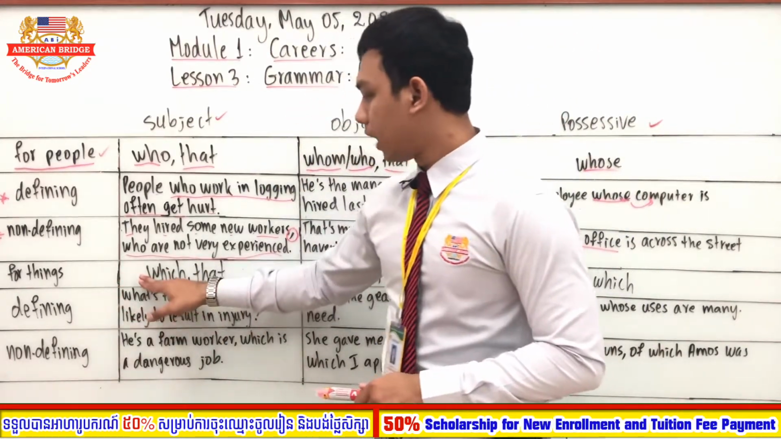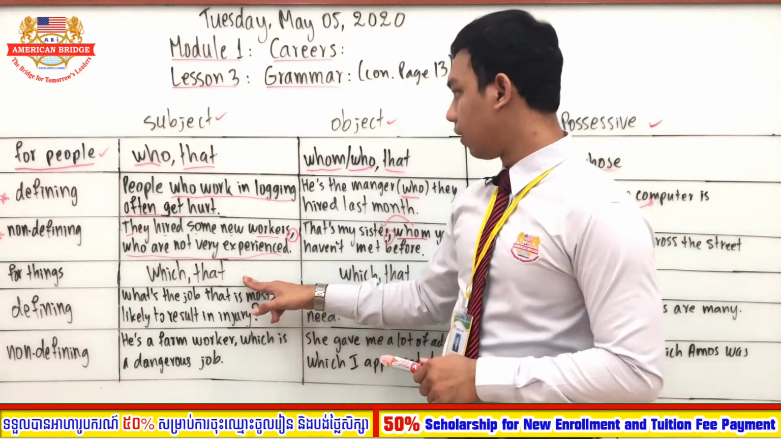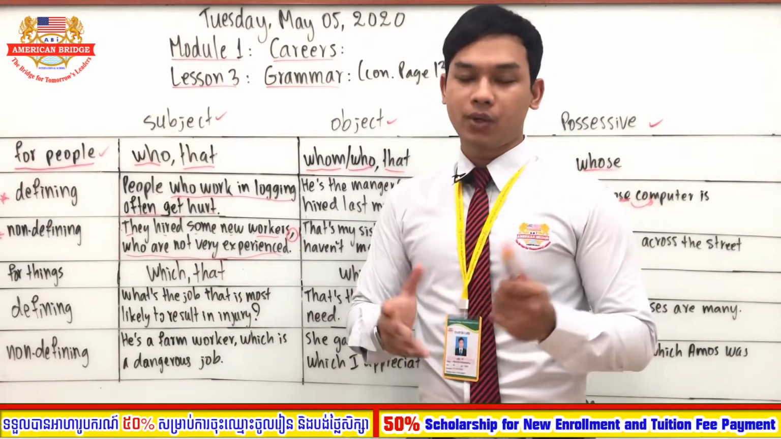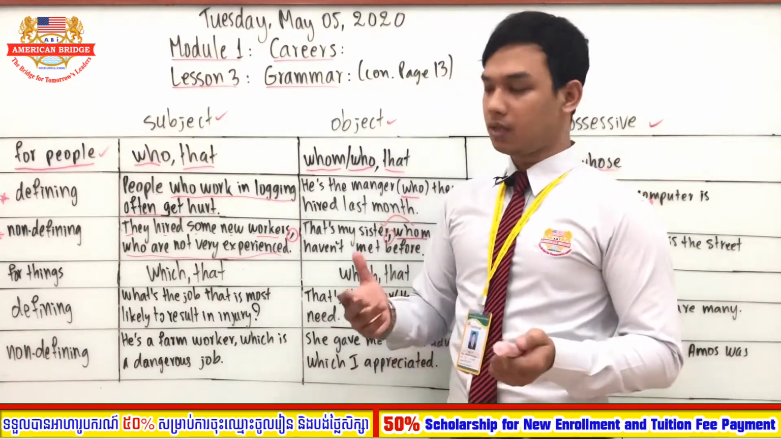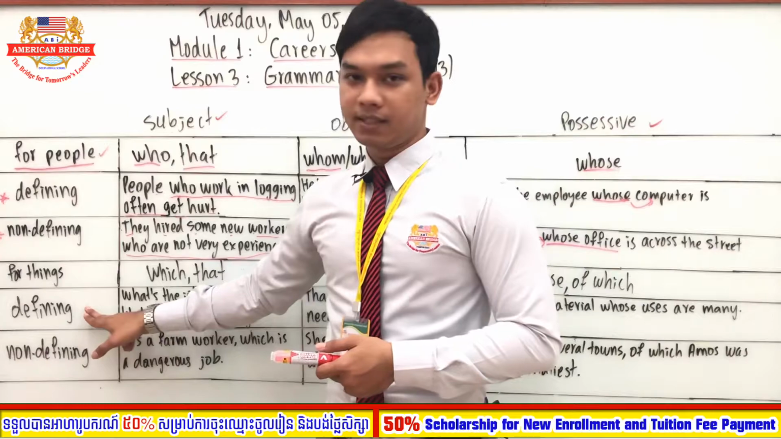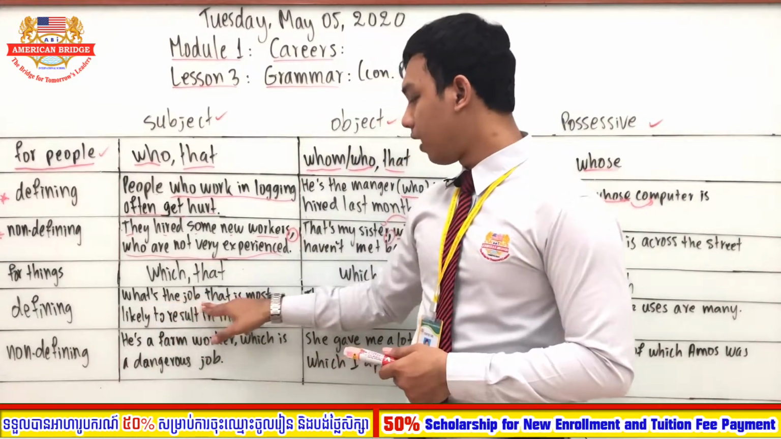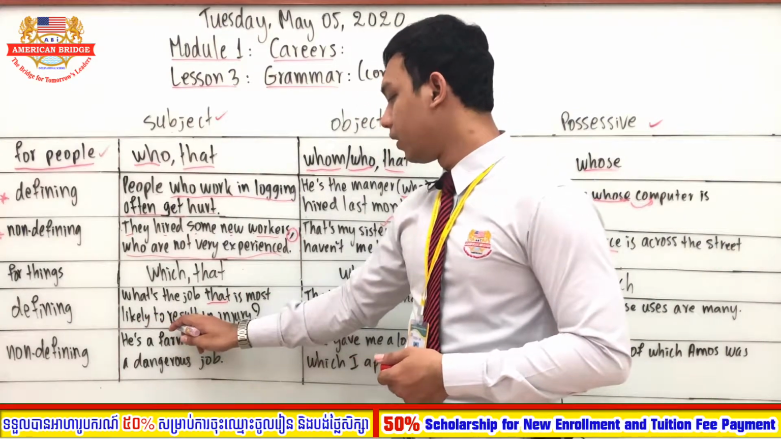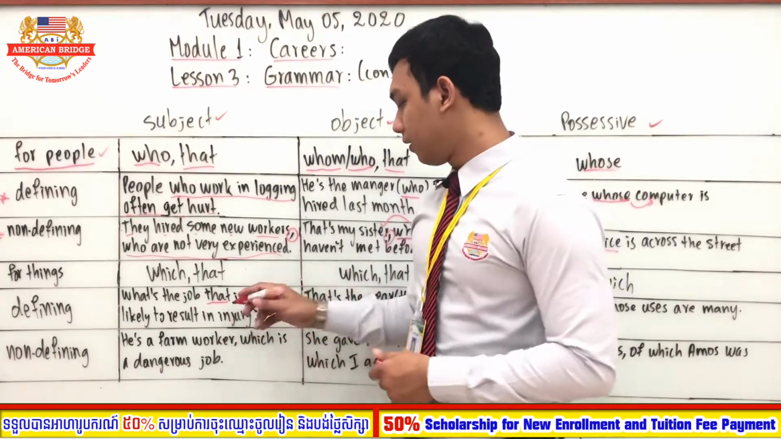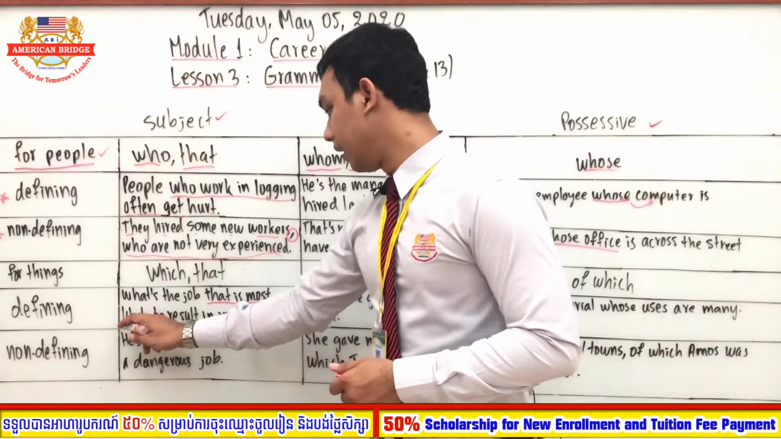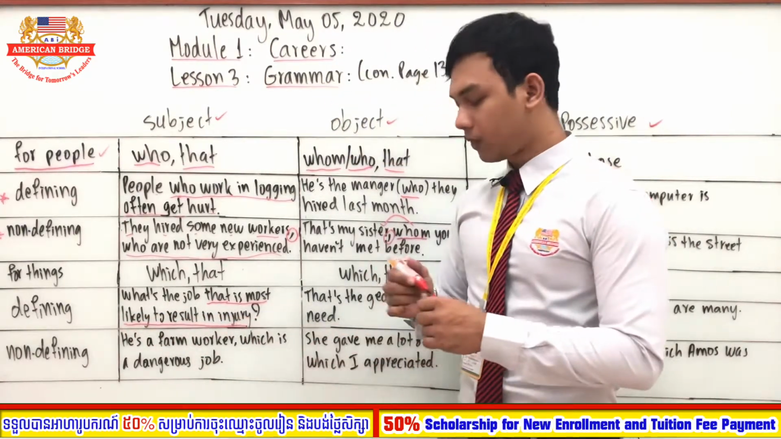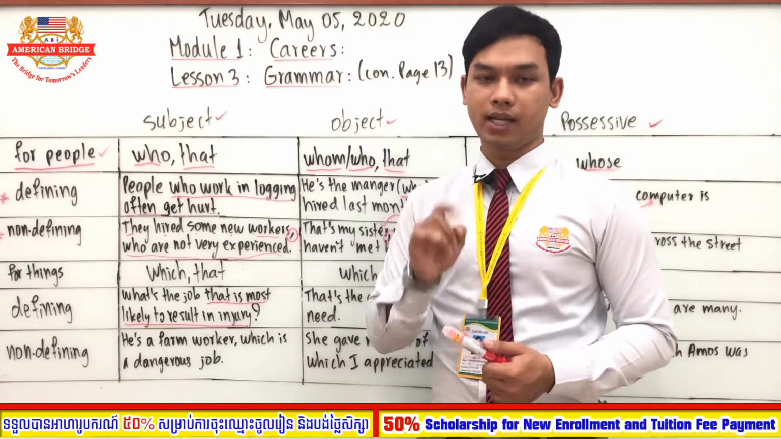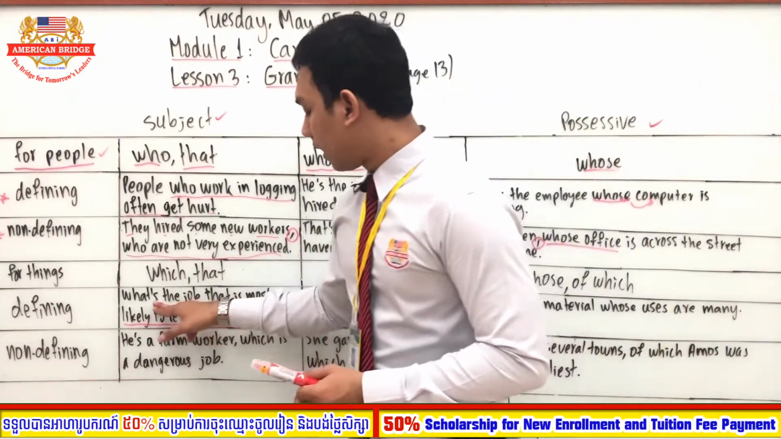So for things, for the subject we have which and that. As I told you, that you can use for people or for things. It's fine. For defining, we say: what is the job that is most likely to result in injury? So from "that" to here is the defining relative clause. You can see there is no comma in the defining relative clauses. Good.